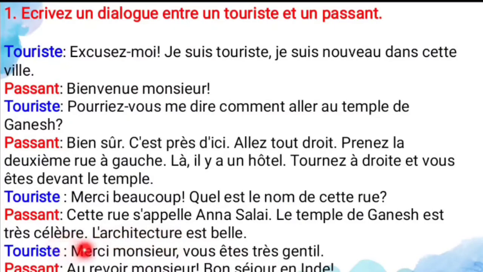And next, touriste: merci monsieur, vous êtes très gentil. And thank you sir, you are very kind. And passant: au revoir monsieur, bon séjour en Inde. And thank you sir, good stay in India. So this is all about your dialogue between the tourist and the passant. Tourist means tourist and passant means passerby.